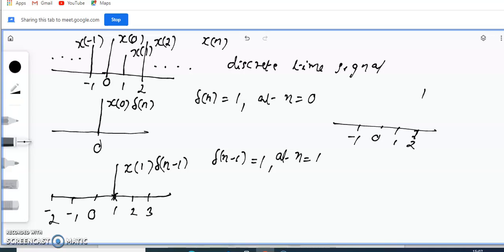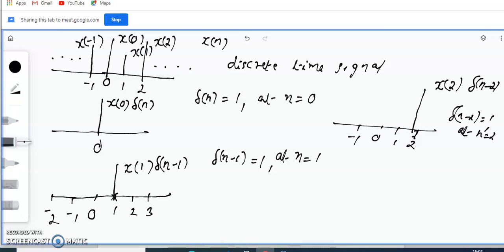So at 2, the value of our signal x of n is x of 2. This is having some value at n is equal to 2 and it is represented as x of 2. Okay, now what happens if it is multiplied with delta n minus 2? Still there is no difference in the value, isn't it? Because delta n minus 2 is equal to 1 at n is equal to 2, so there is no difference in the value of the signal if you are multiplying it with delta n minus 2.